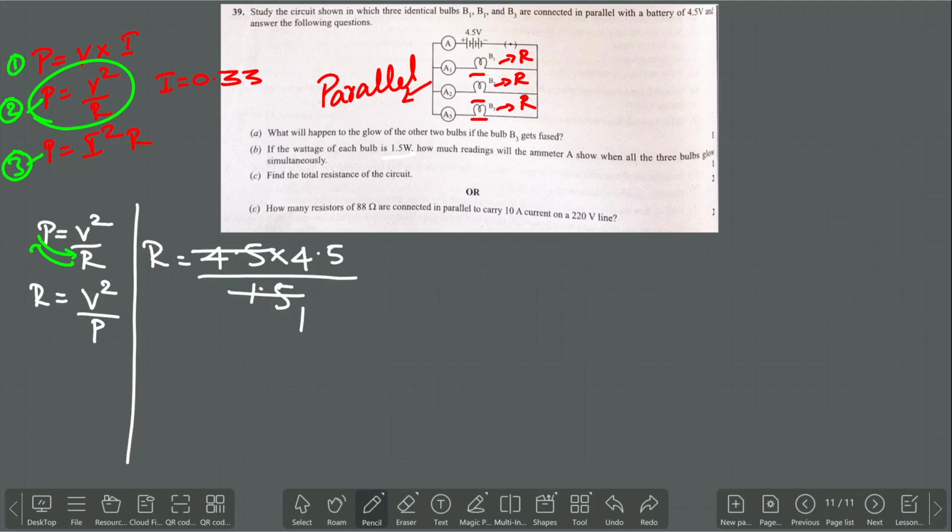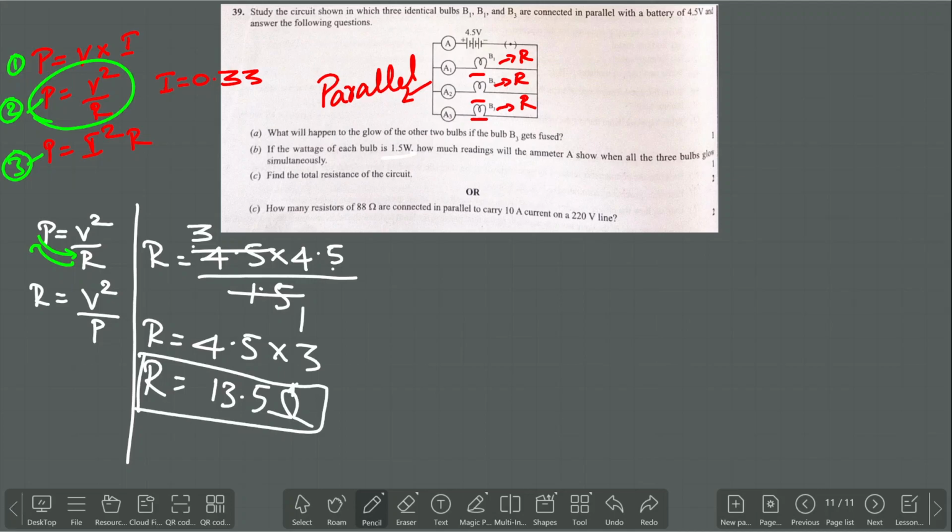They said 1.5 watt. 1.5s are 1.5, 3 1.5s are 4.5. Now multiply these two numbers alone. So R is equal to 4.5 into 3. 5 3s are 15, remainder 1. 4 3s are 12, 13. So the resistance of each bulb is going to be 13.5 ohm.